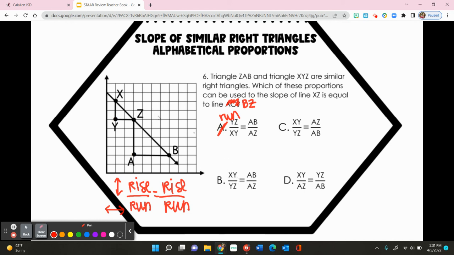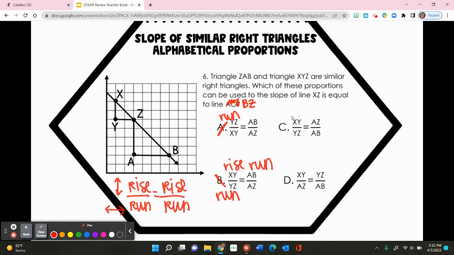For B, I have XY. XY goes up and down, so this is a rise. YZ goes from left to right, so this is a run. AB goes from left to right, so this is a run. And again, the proportion has to be rise over run equals rise over run, so B is not my answer.